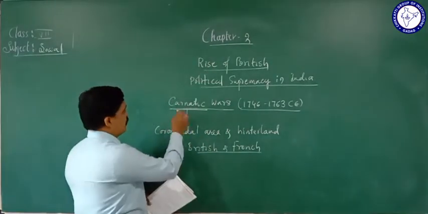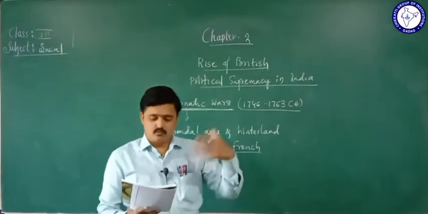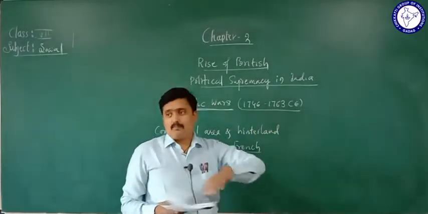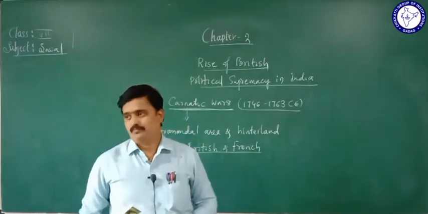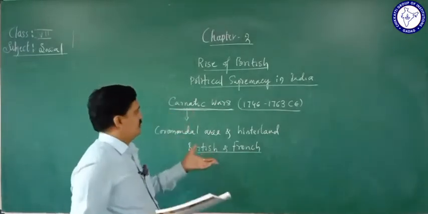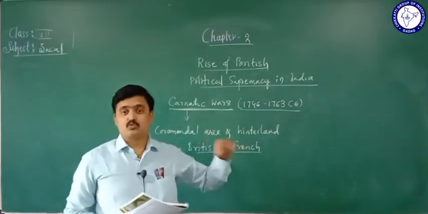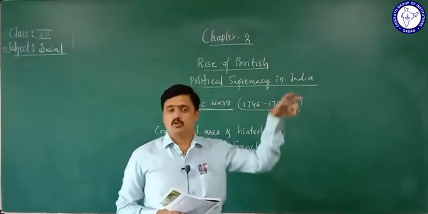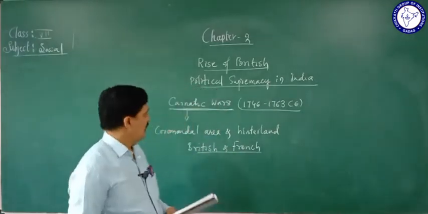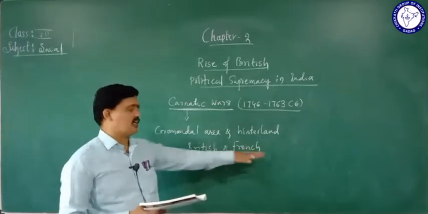Why were these wars called Carnatic Wars? Nearly three major wars happened between the British and the French, and we call them Carnatic Wars because these three major wars took place in the place called Carnatic.